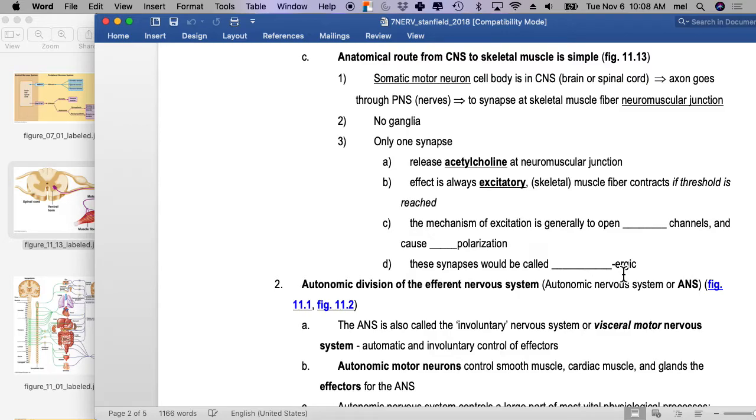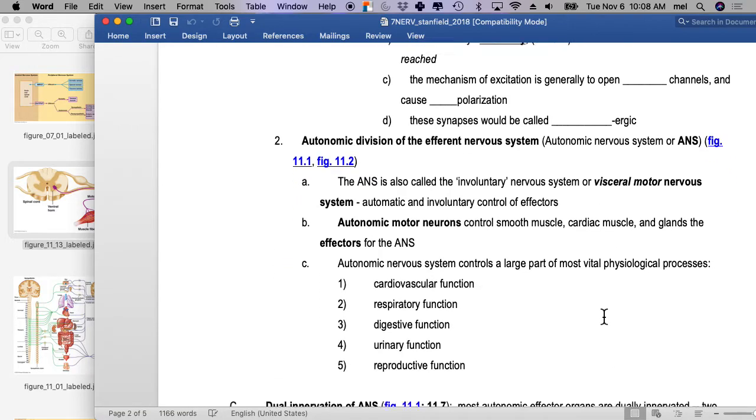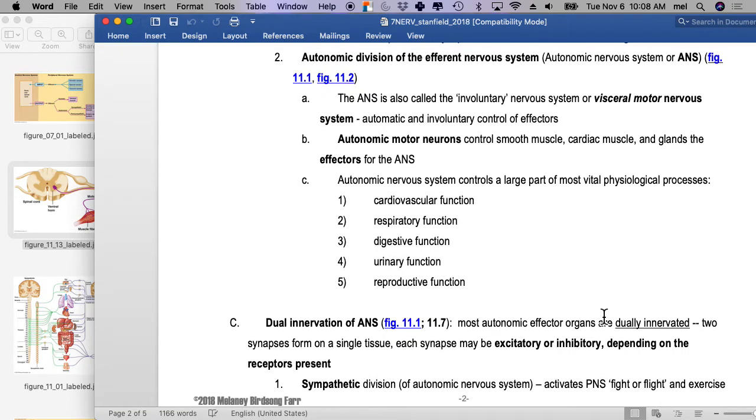Okay, use that as our comparison because we're going to start autonomic in just a second. Okay, so the autonomic nervous system is a little different. I want you to understand this part before we get into the details.